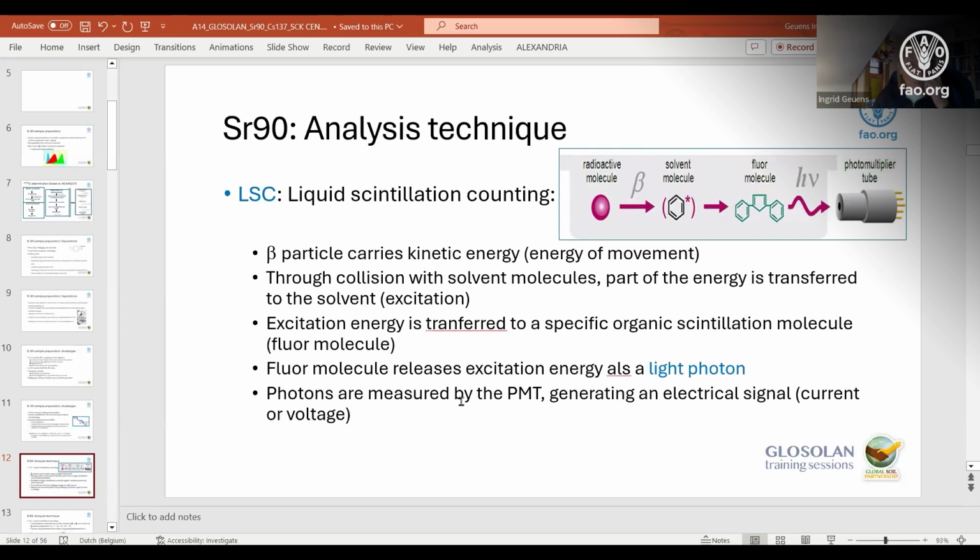That excitation energy is then transferred to a specific organic scintillation molecule, for example, a fluor molecule with a lot of electrons present. That molecule can release its excitation energy as a light photon. And those light photons are measured by a photomultiplier, generating an electrical signal, so a current or a voltage. So it's a whole step before you finally can measure the beta energy.